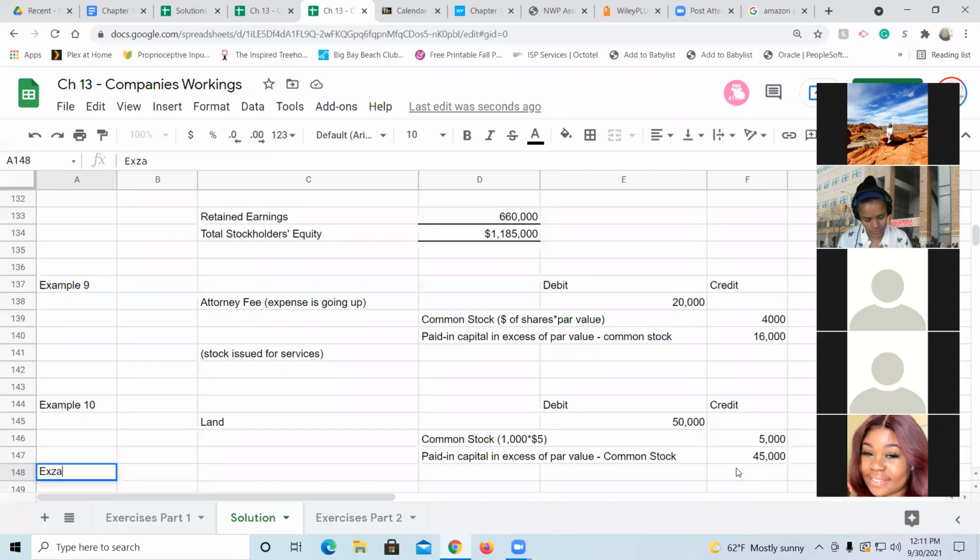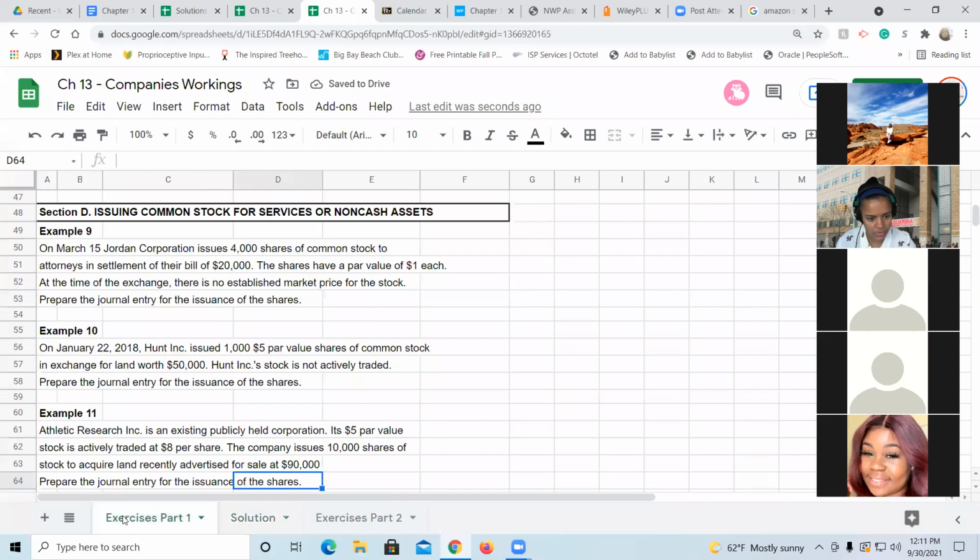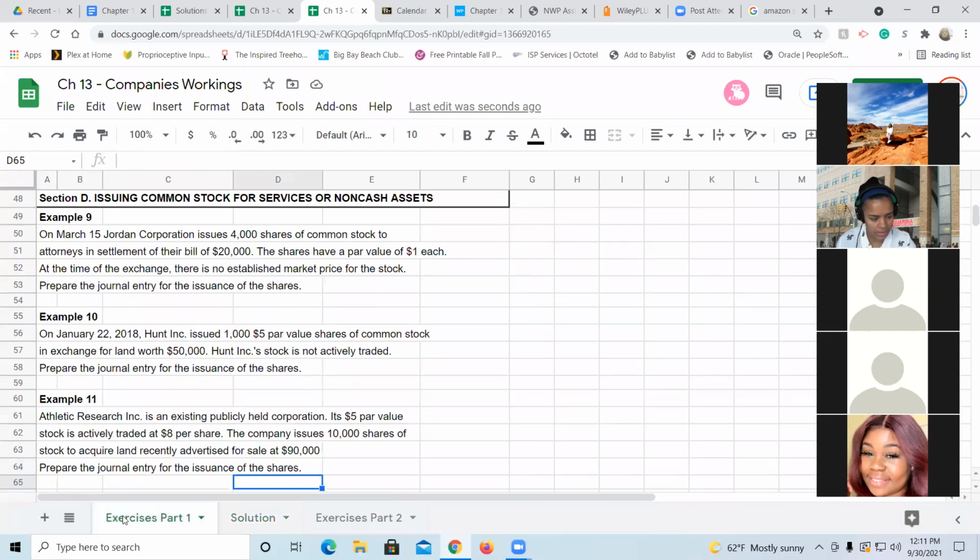So now I'm going to read example 11 with you guys, and then you will do it. And then again, someone who hasn't spoken yet today can tell us what they think the answer is. And when we're done with 11, this is the end of the practice for issuing common stock for services or non-cash assets. We could keep doing examples over and over, but we've seen the different scenarios by the time we do example 11.